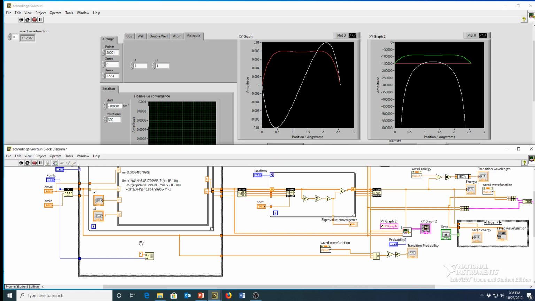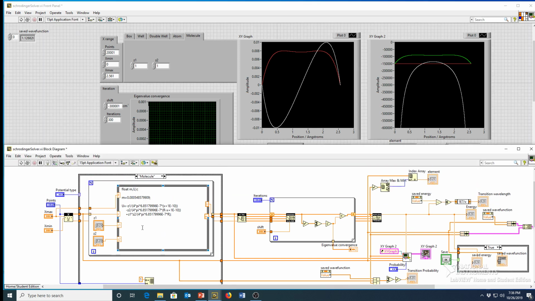All right, well, that completes our molecular case here. So that's it for now.